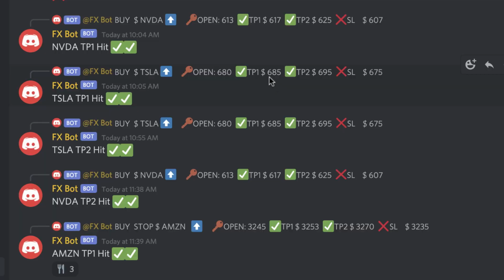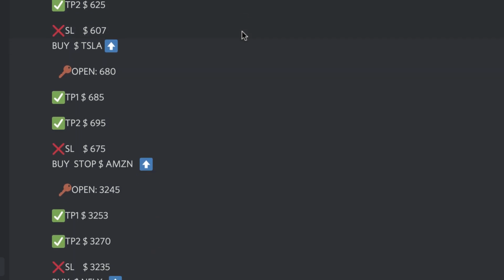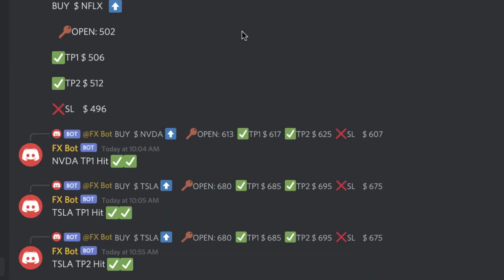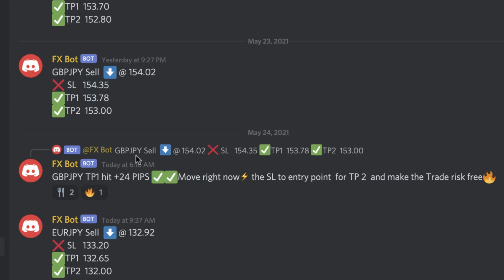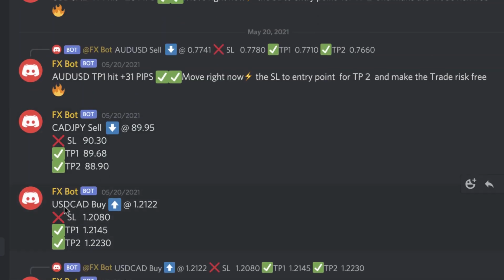So let's talk about the different types of signal groups. There are at least two types that I know. One type is where they give you the entry, the stop loss, the take profit 1, take profit 2, take profit 3. Or some of them might only have take profit 1, some might only have take profit 1, 2, or whatever, right?